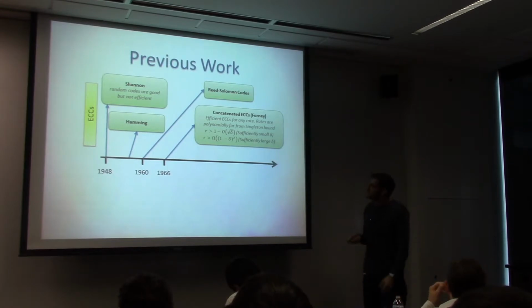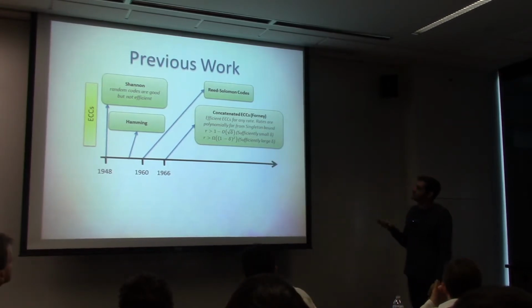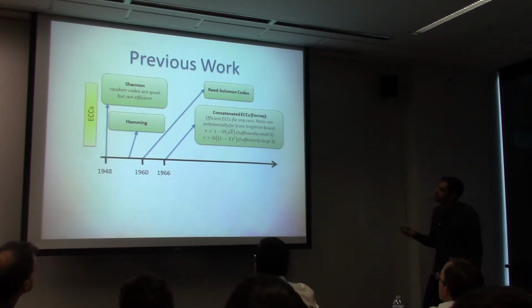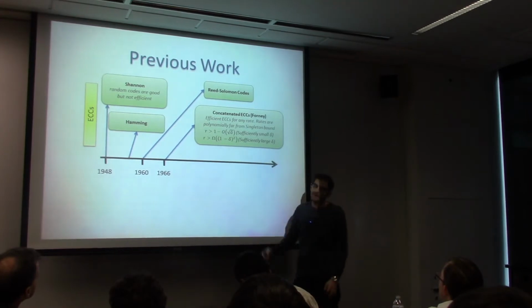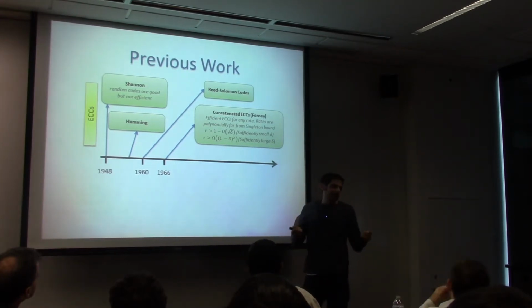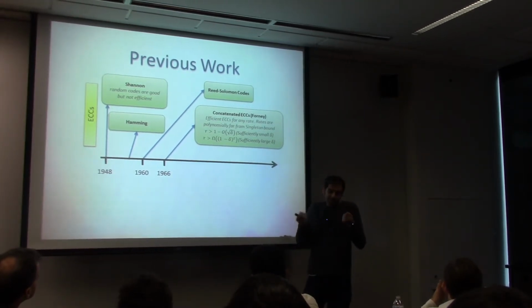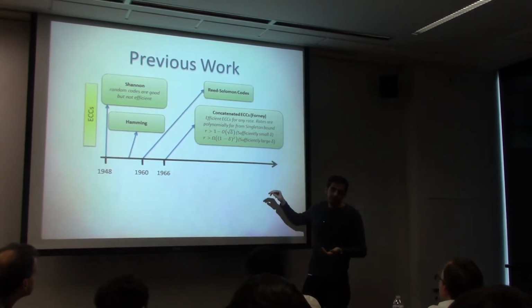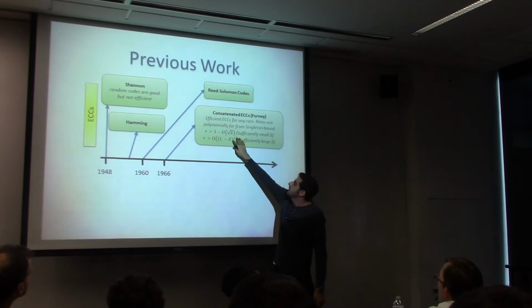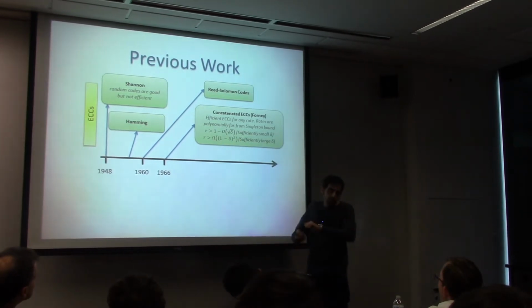And then in 66, we had Forney's PhD thesis, using which people could find codes that are basically polynomially off from the single automaton. If you have a distance delta, the upper bound on the rate that single automaton gives you is 1 minus delta. But these codes could get close to that up to some polynomial distance.